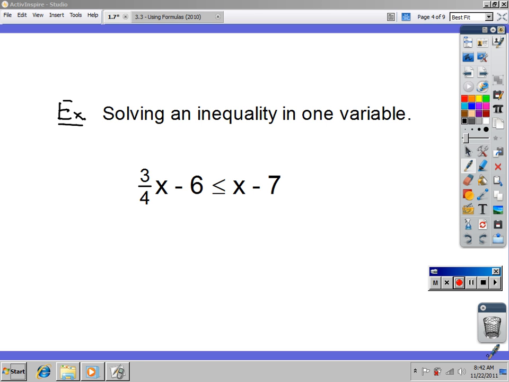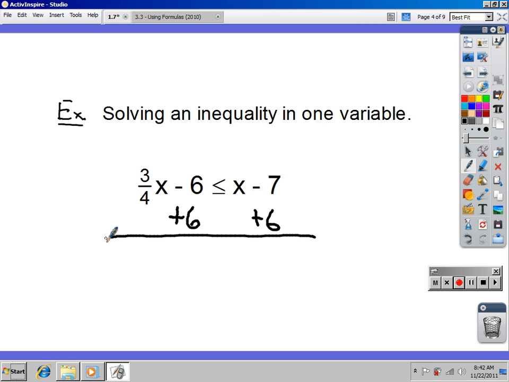So what I want to do is get all of my numbers on one side of this inequality, and I would do that by adding 6 to both sides. That negative 6 and positive 6 are going to cancel each other out. The only thing I'm left with on the left is 3/4 x. The inequality does not switch around because we're just adding 6 on both sides, and a negative 7 plus 6 would make this an x minus 1 over on the right-hand side.